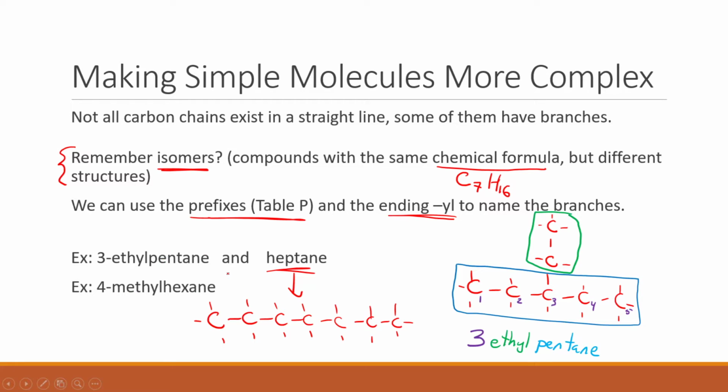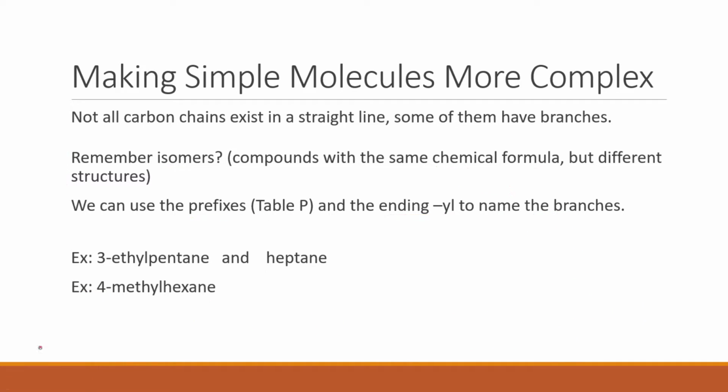If I wanted to now do a new one, if I wanted to take this example, 4-methylhexane, and draw that out, I would take hexane first, right, back to front. Hexane, I know, is 6 carbons, all single bonded. So I would put 6 carbons in a row, all single bonded.